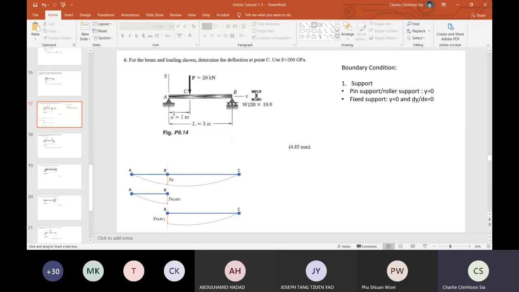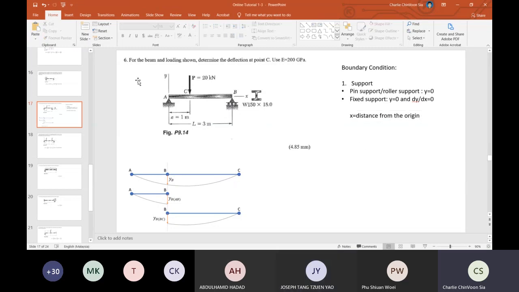For this question number 6, we have 2 supports. One is the pin support at point A. The other one is the roller support at point B, right? Yes. Okay, so we always start at x. x is considered the distance from the origin.